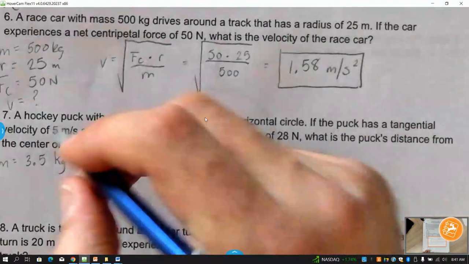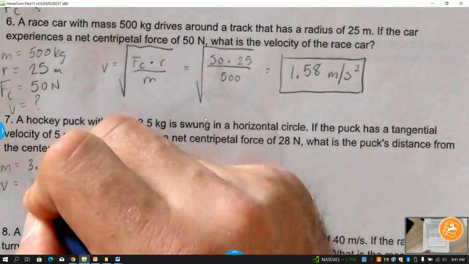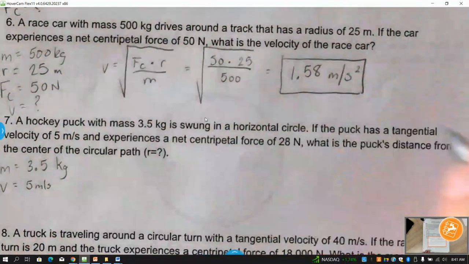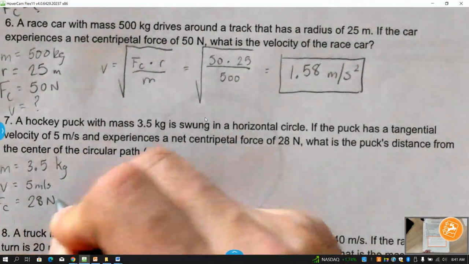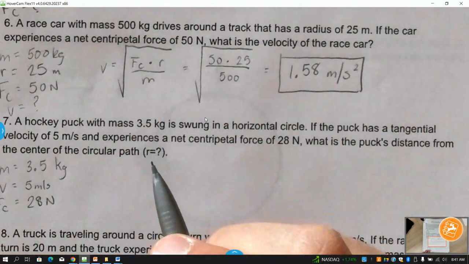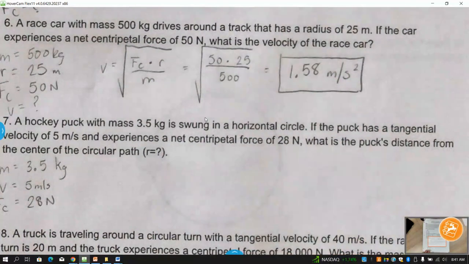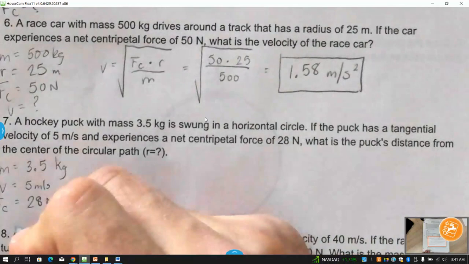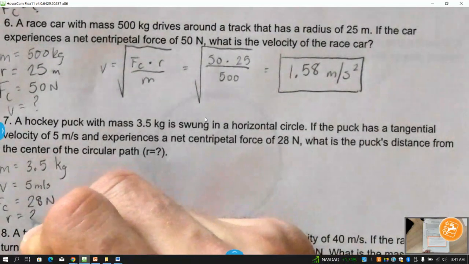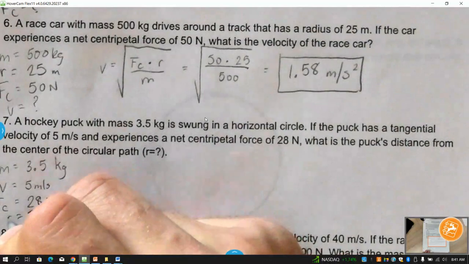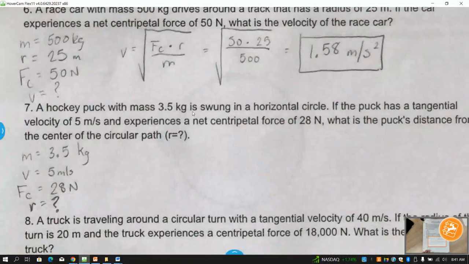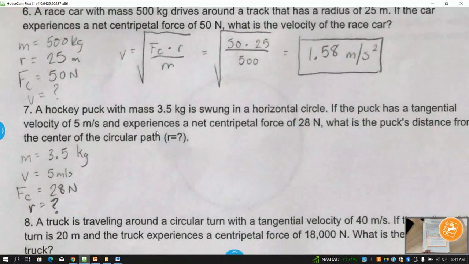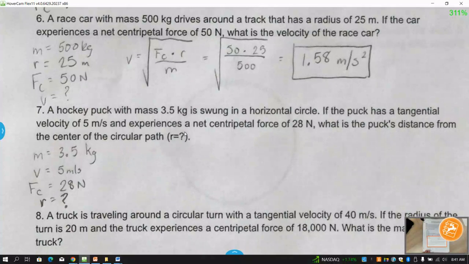The puck has a tangential velocity of 5 meters per second, net centripetal force of 28, and they're looking for R. Velocity is meters per second. Acceleration, if they ask for it, will be meters per second squared.